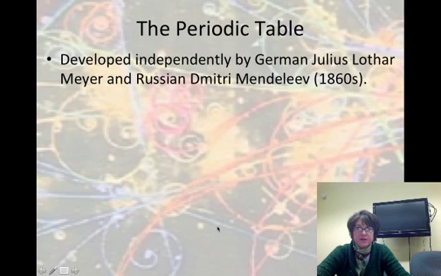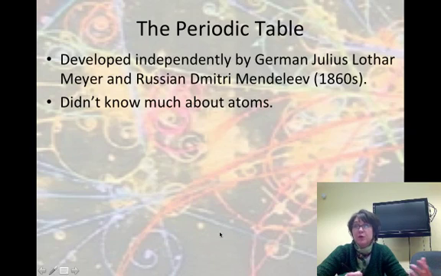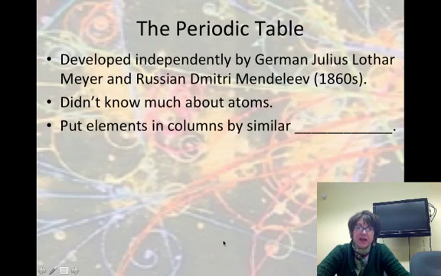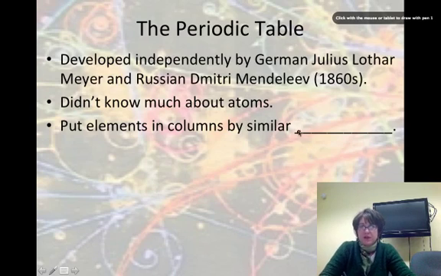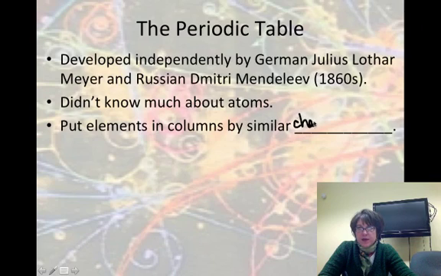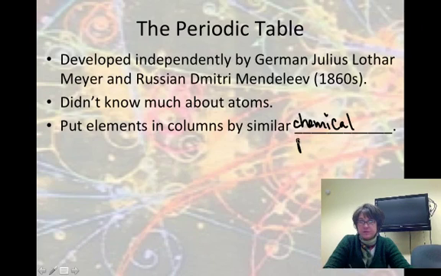Lothar Meyer and Dmitri Mendeleev. Both were working on this, but Mendeleev was the one who published his first, so he gets credit, right? Neither of them really knew much about atoms. They knew that atoms existed, but they didn't know much about what they were made of. So what they did was to put the elements in columns according to their similar chemical reactivities.